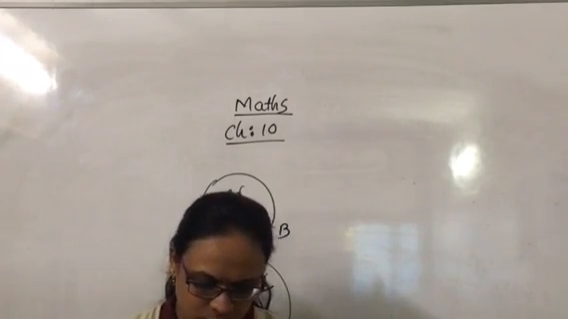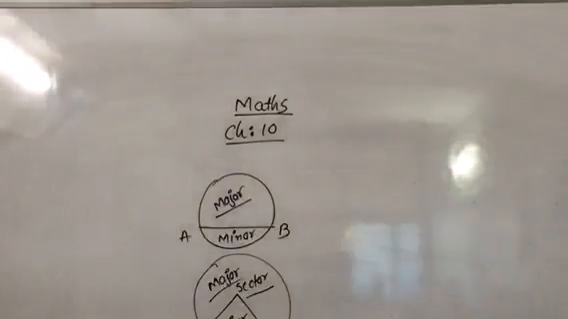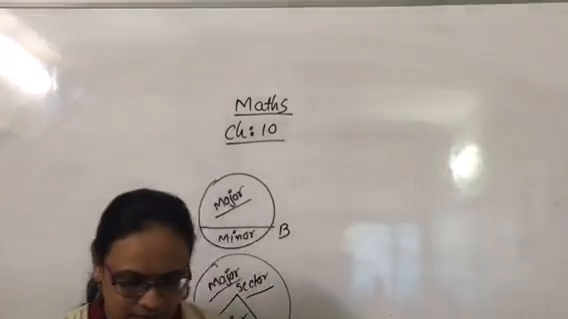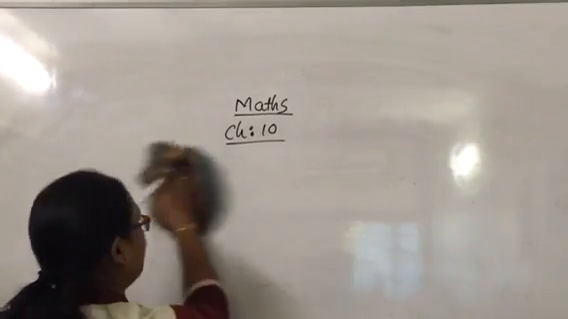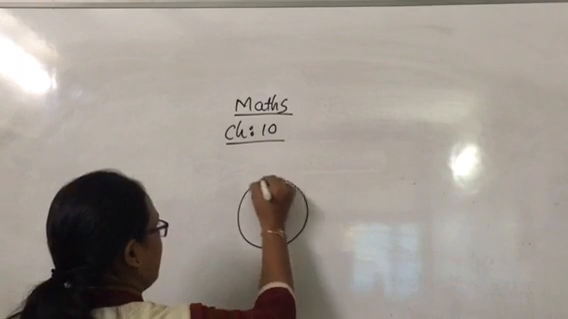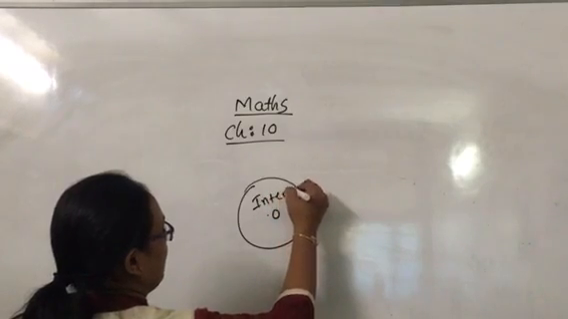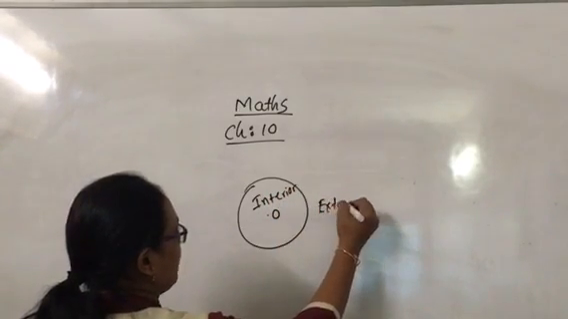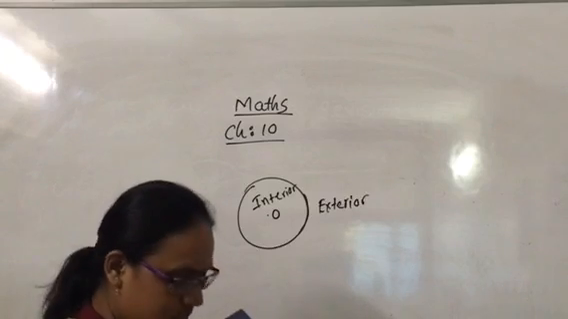Okay, so these are some of the basic concepts. Now let's start with exercise 10.1. Question number 1, fill in the blanks. First, the center of a circle lies in the interior. Simple. It will be interior because we have 3 parts. This is the interior, this is the exterior, outside the circle, and this is on the circle.